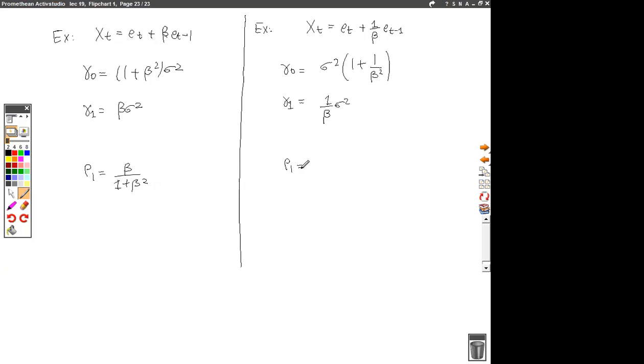So if I were to figure out rho 1, it will be gamma 1 upon gamma 0. And that just gives me sigma squared upon beta. This is my gamma 1. And my gamma 0 is sigma squared times 1 plus 1 upon beta squared. So I can write this as beta squared plus 1 upon beta squared.